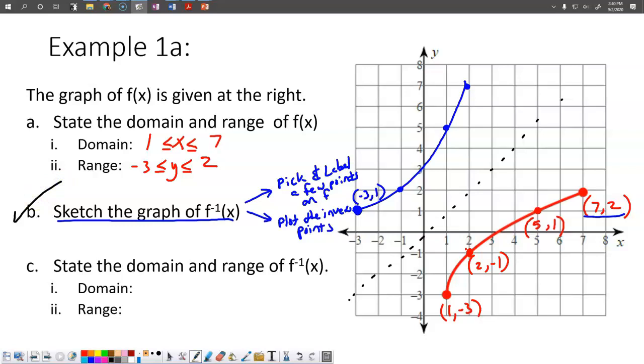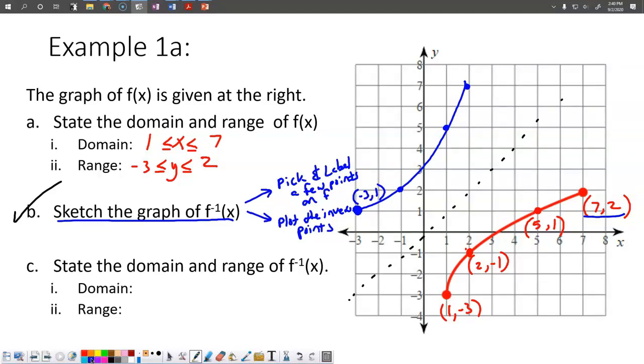All right, now let's go ahead and state the domain and range of F inverse. Now you could do this the long way or the fast way. I'm going to do it the fast way. The long way, as you guys know, would be to list all the possible values of x and y by looking at the far left, far right points. But we learned something on the last slide. We learned that the domain of the inverse is the range of the original.